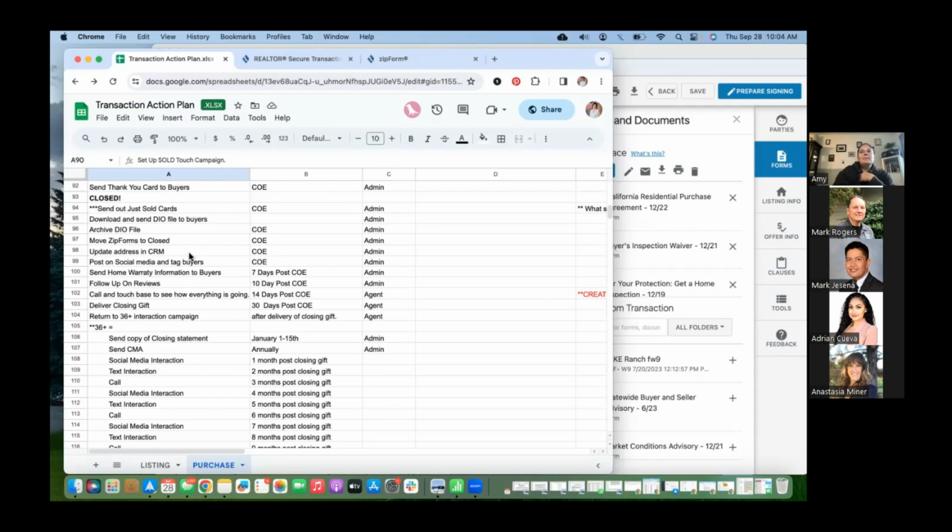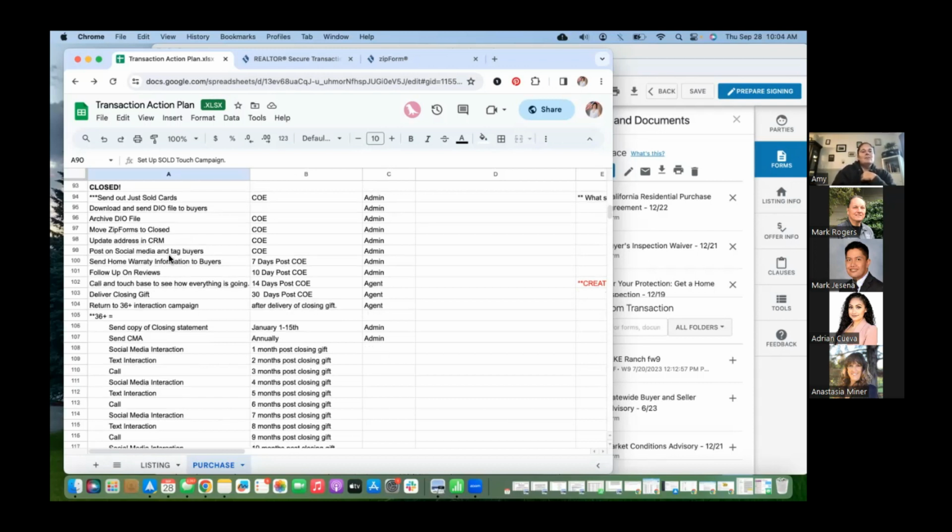You want to make sure you update their address in your contact relationship manager in your CRM. So make sure they update their new address. You want to make sure to post on social media and tag your buyers unless they don't want to be tagged, but still post it on your social media. And again, make a story out of it, right? Create something that's going to create interest and be like, oh my gosh, Adriana's amazing and I want her to be my agent because look what she did for these buyers, right? So tell the story.